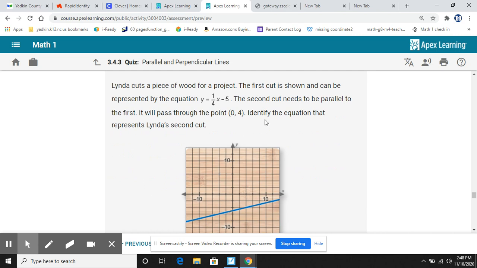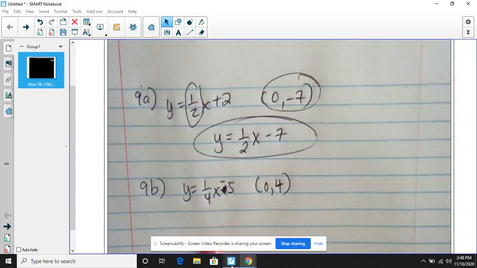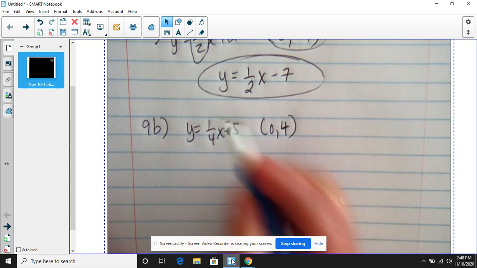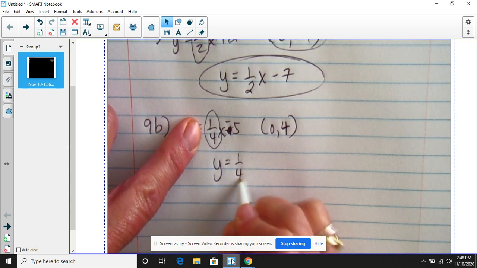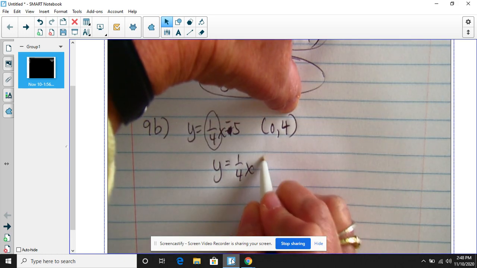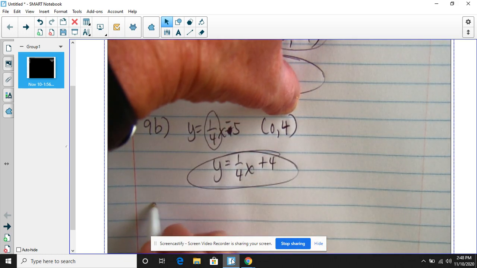Okay, for 9b, same thing, piece of wood, they're parallel, it goes through this point, and they give you the y-intercept. So for 9b, parallel to y equals 1/4 x plus 5, minus 5, sorry, it doesn't matter though. And the point that it goes through is 0, 4. So parallel means they have the same slope. Y is equal to 1/4 x, here's your y-intercept, a positive 4, so plus 4.